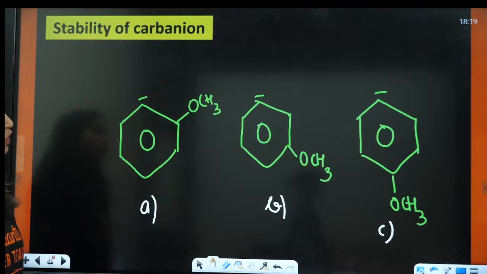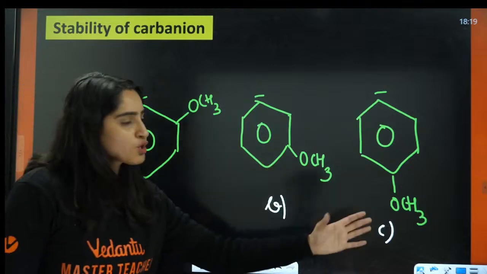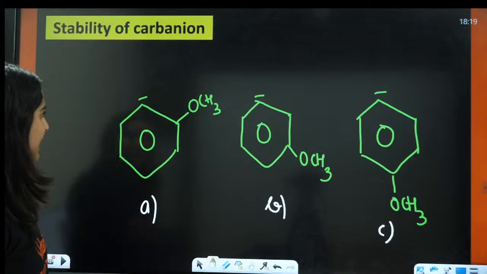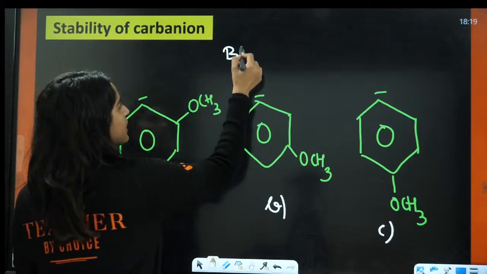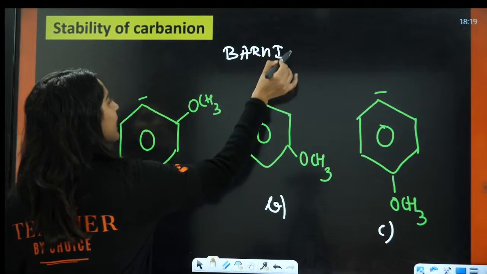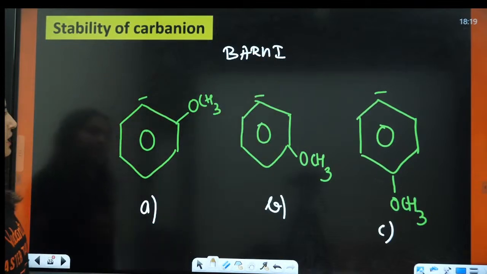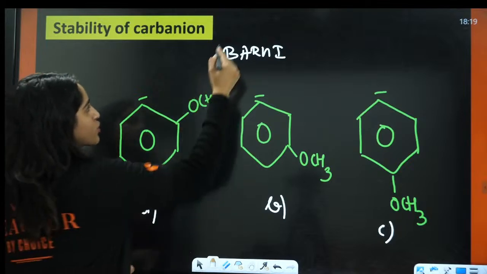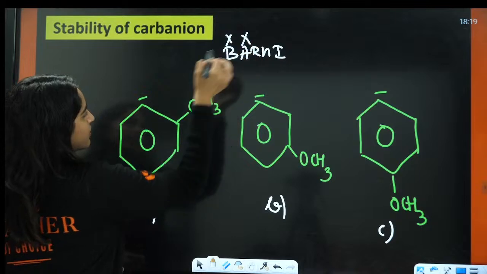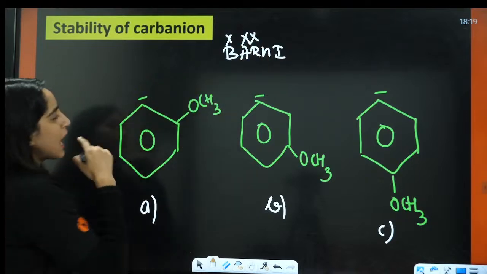This is present on the ortho position, on the meta position, on the para position. Right? Okay. If we see BRHI, can you see any back bonding here? No, I can't see any back bonding here. So no back bonding. Can you see aromaticity? No. Can you see resonance? No. Can you see hyperconjugation?